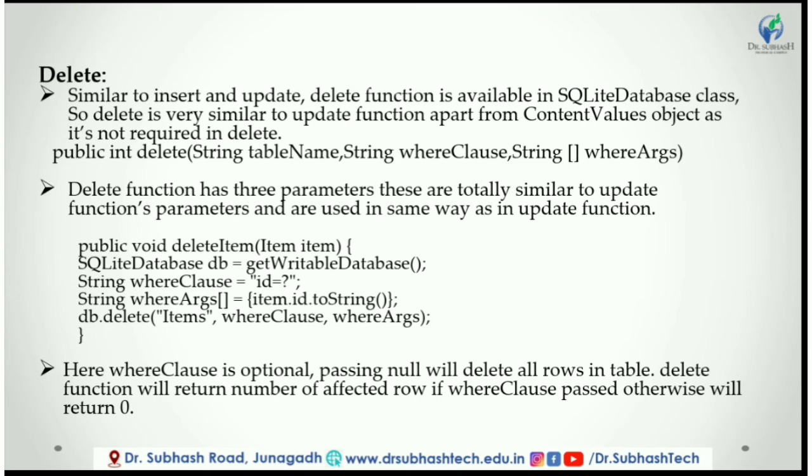Here the where clause is optional. Passing null will delete all rows in the table. The delete function will return the number of rows affected if a where clause is passed, otherwise it will return 0. If you want to remove all rows and also require the count of deleted rows, then pass 1 as the where clause.